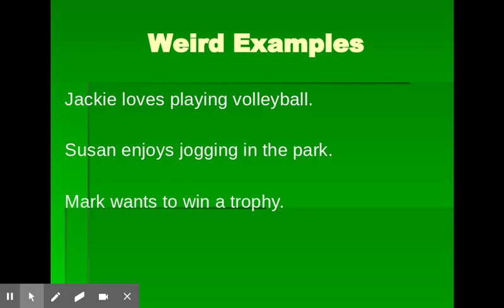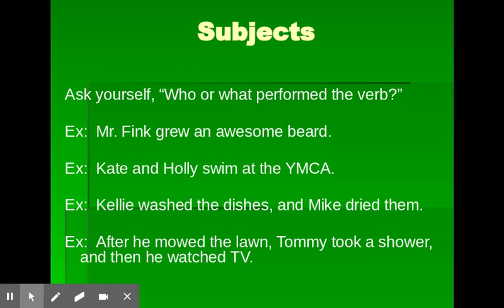We have, yesterday, Mark wanted to win a trophy, or tomorrow, Mark will want to win a trophy. So once again, the word want is the one that changes, or wants. It's not to win. So don't be thrown off by those. Now, let's move on to subjects. Okay, so we have our verb pretty down pat. We're going to use the time change method to find the verb.